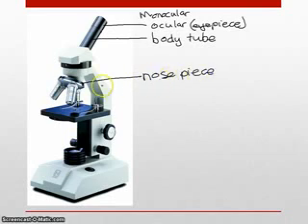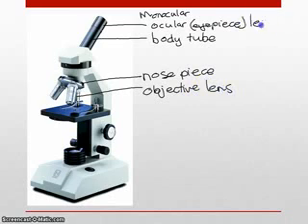And it has two jobs. First job is to hold all of these different lenses on it, and the second job is to rotate to allow you to make use of these different lenses. And these, all three lenses together, or any one of them, is known as an objective lens because it's closest to the objective, to the thing that you're looking at.